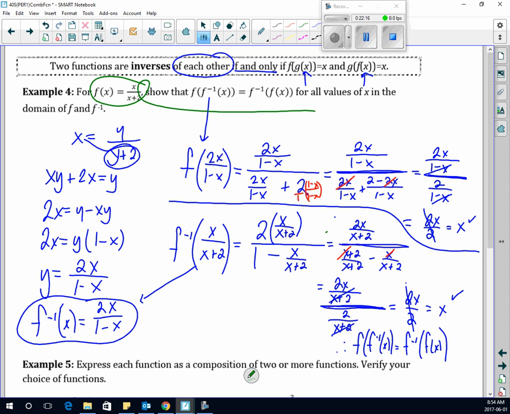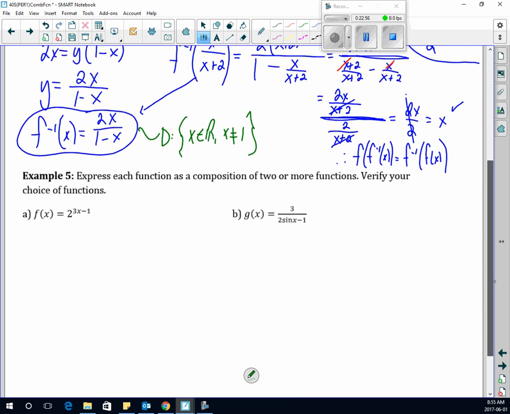Anyways, so what's the domain of this one? X is an element of reals. X cannot equal -2. And what's the domain of this one? X is an element of reals. X cannot equal what? 1. It's not asking for the inverse of both together, just so you know, which would be a little bit crazy. So, okay.